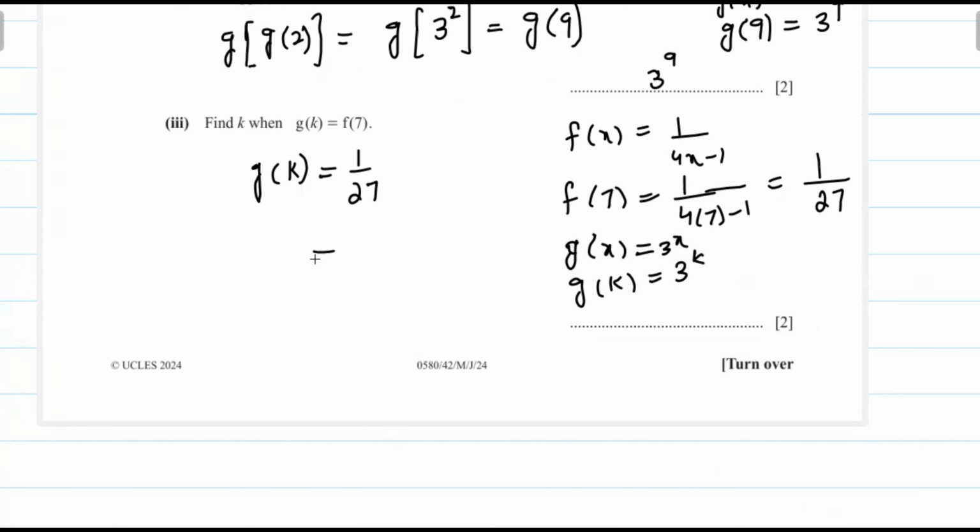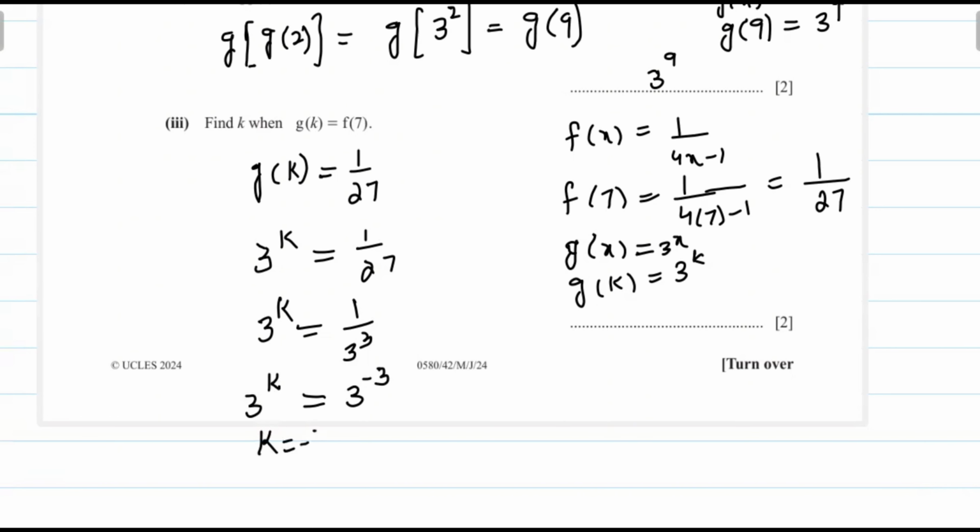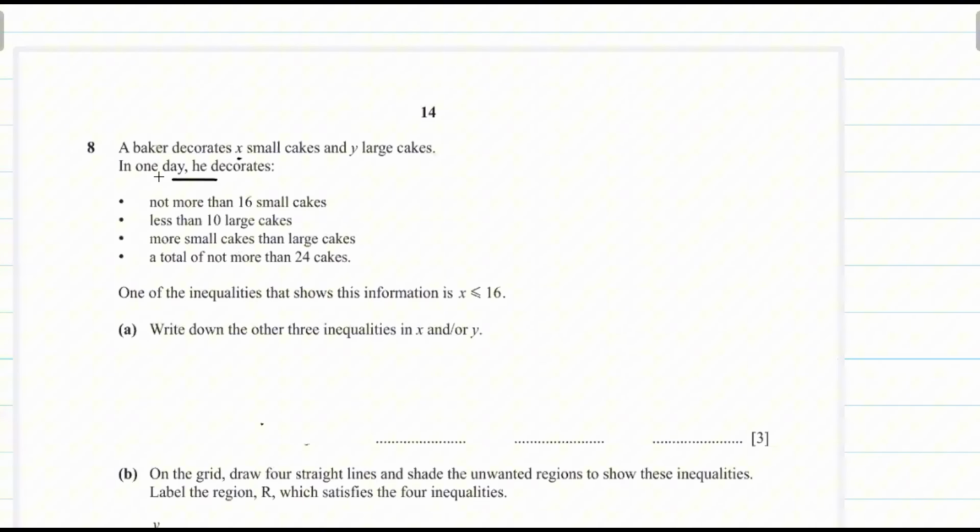Now we can write 3 power k equal to 1 over 27. And we can write 27 as 3 power 3. Therefore, 1 over 3 power 3 is 3 power minus 3, which will be equal to 3 power k. Therefore, k will be equal to minus 3. And this is the answer.